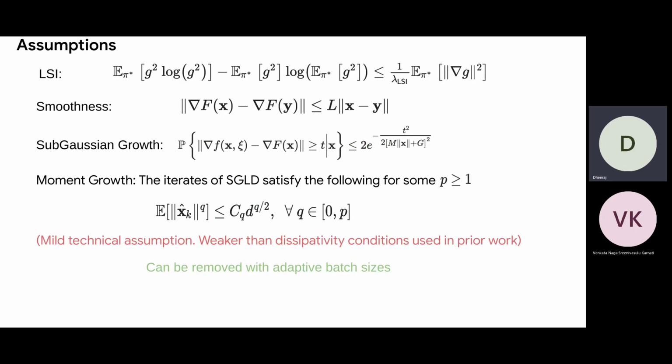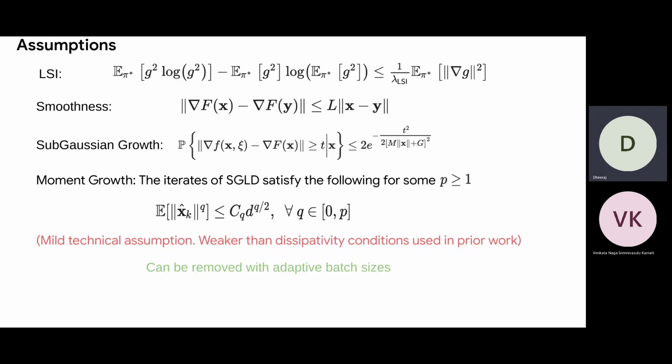Okay, and then the next one is the moment growth condition. So for some p, I'm not saying for every p, I'm just saying for some p, which I'll specify later, p equals 4 or p equals 6, the iterates are bounded. The pth moment of the iterates is bounded by d to the p over 2. What does this mean? If I have p equals 4, the fourth moment of these iterates is bounded by d squared. Why does this make sense? This means that each coordinate is of the order 1. If that happens roughly, then this is satisfied, right? So this is the reason we use this.